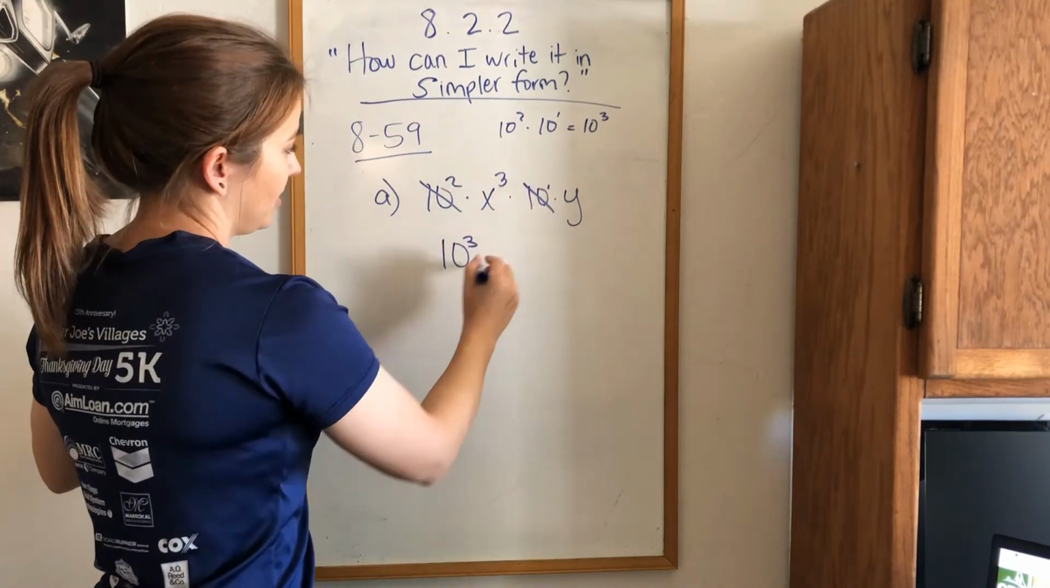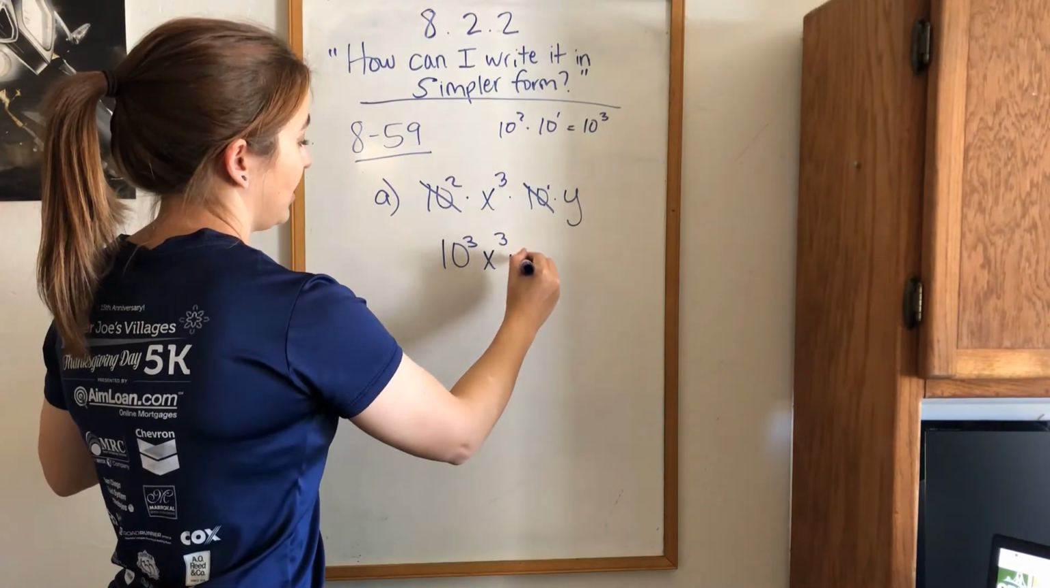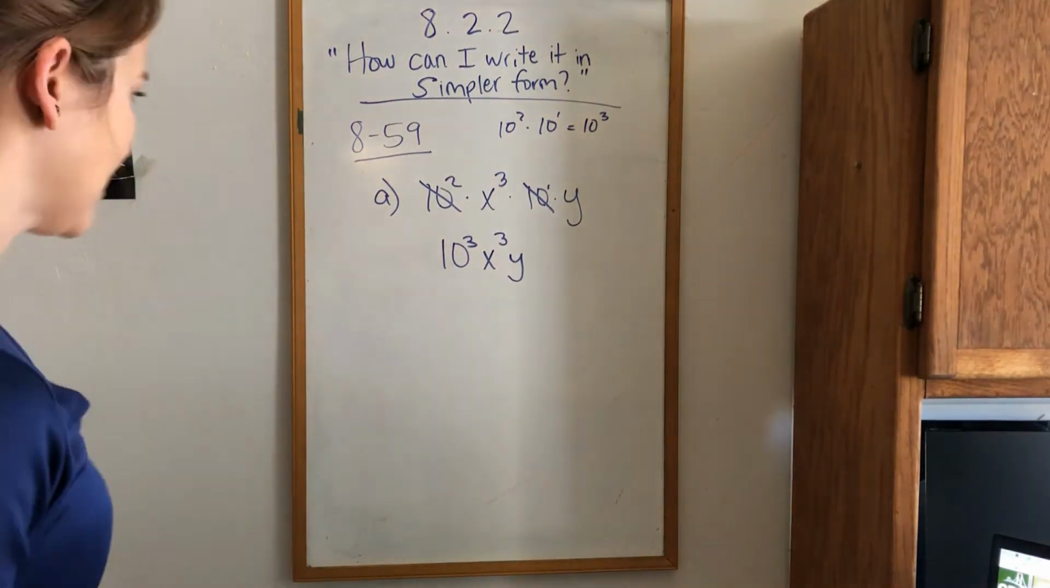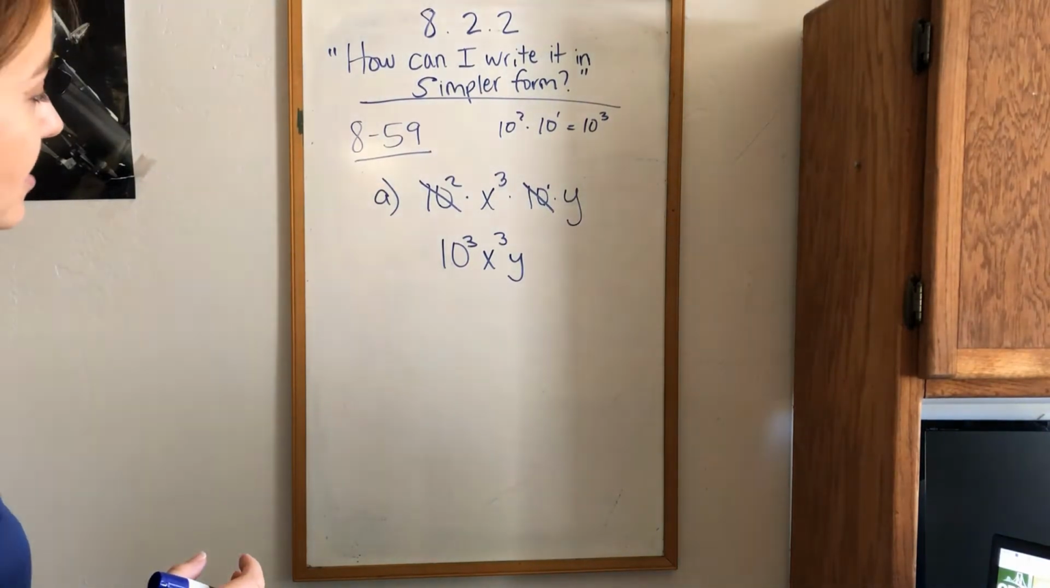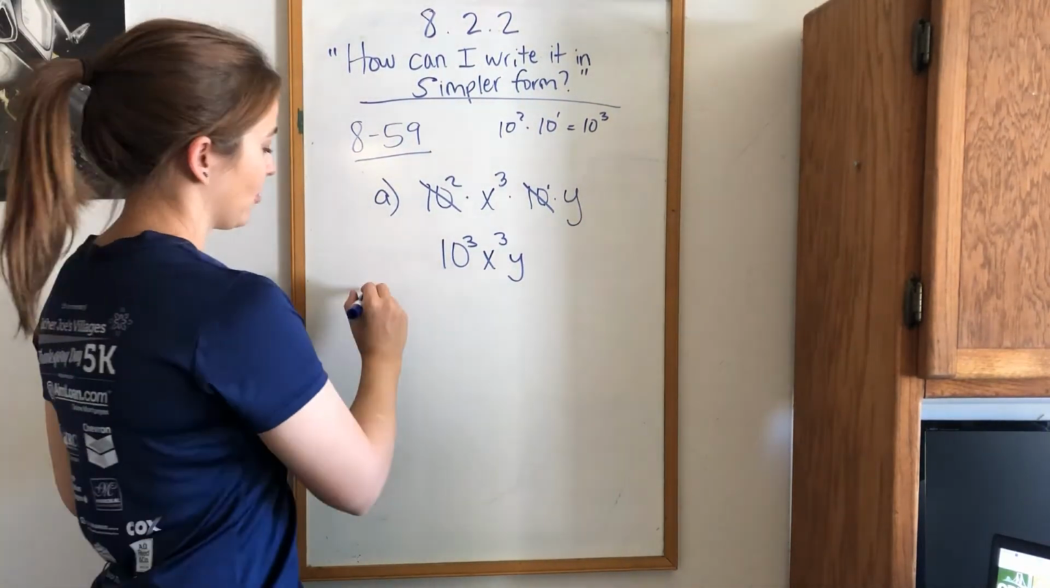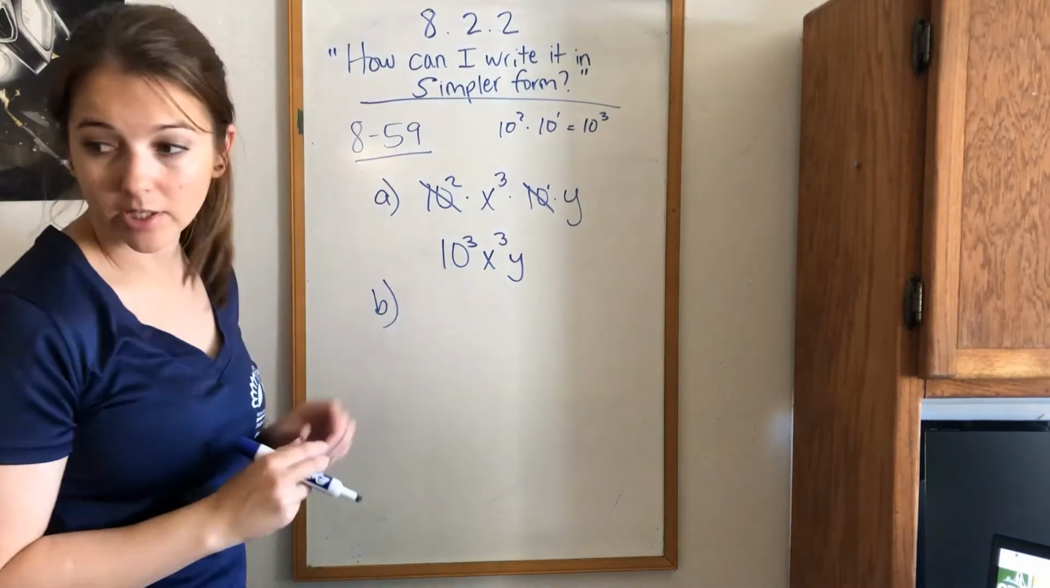So those are done. So then we're left with x to the third and then y. So that's 10 to the third times x to the third times y, and that's actually as simple as it gets. Can't simplify it any more than that. Sorry, the phone's ringing in the back.